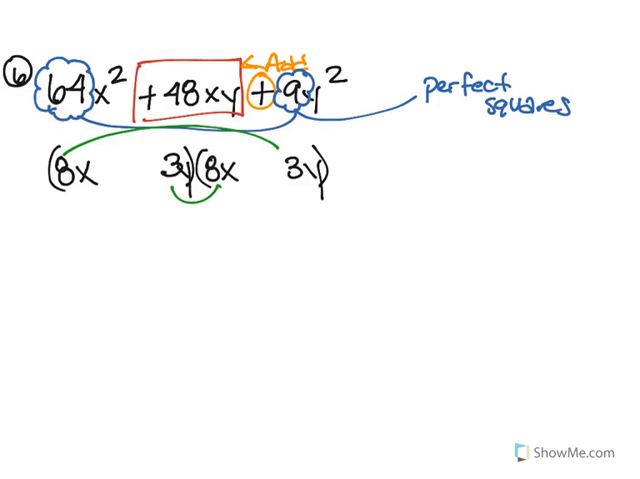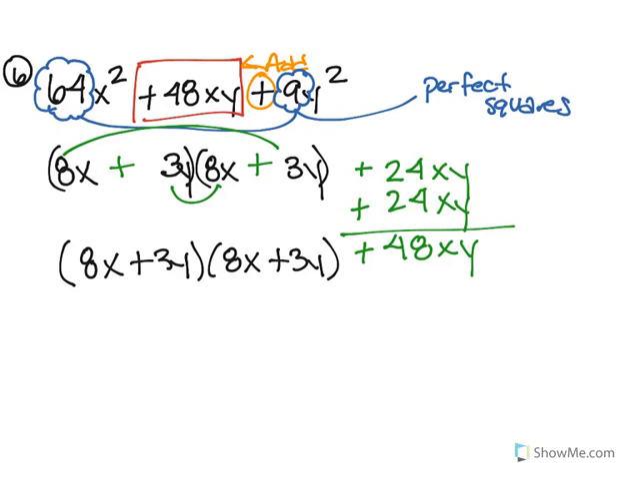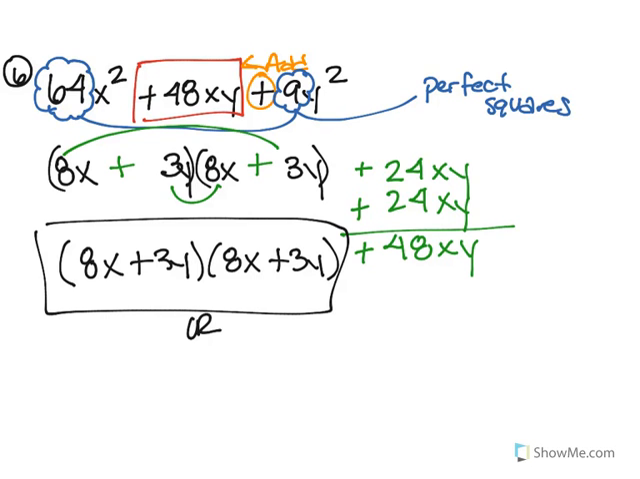So 8x times 3y gives me 24xy. And I have the same thing on the inside, 8x and 3y, which is another 24xy. Now, if you add that up, that would give me 48. So 48 is positive, so that means everyone has to be positive. So it looks like you have the exact same parenthesis twice, and that's 8x plus 3y times 8x plus 3y. You can give me that as an answer, or you can write that parenthesis 1 time squared.